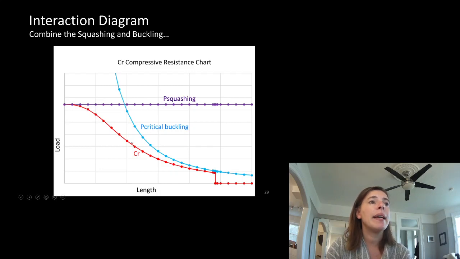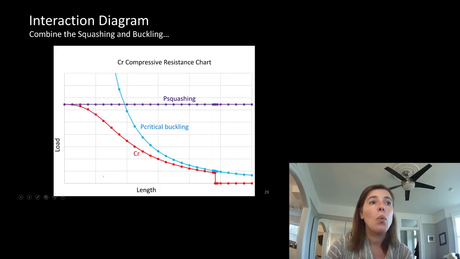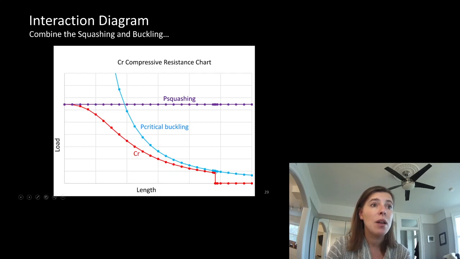And this red line is that final equation that I showed you, the CR equation. You can see that at KL divided by R greater than 200, we say it doesn't matter. Even though it has some capacity, we don't trust it. We're going to say 0. So this is where our KL over R went over 200, and we just say that after this, there is 0 capacity in that column. So you cannot, with that shape, build a column greater than that height. It does not work with a 0 load on it. It just doesn't work.